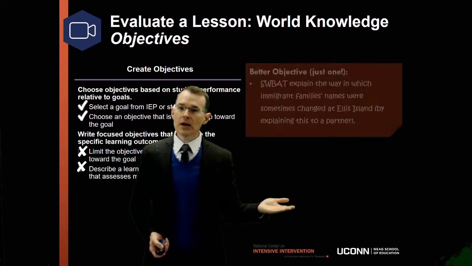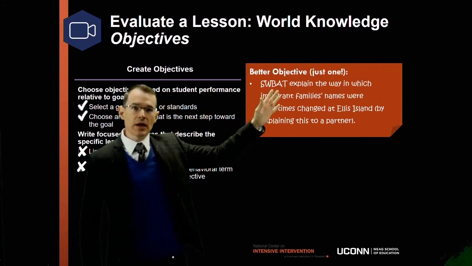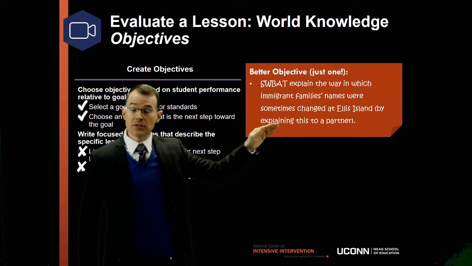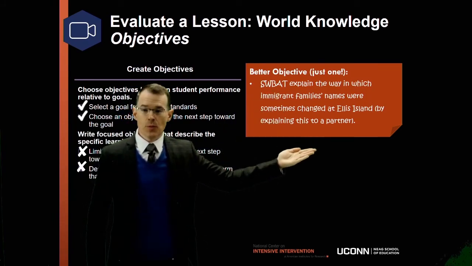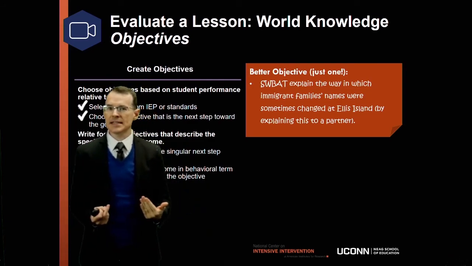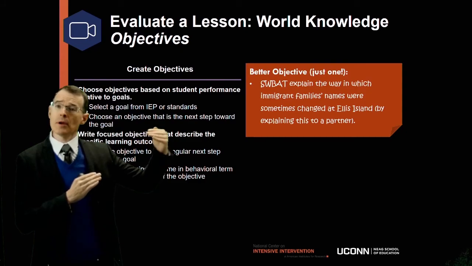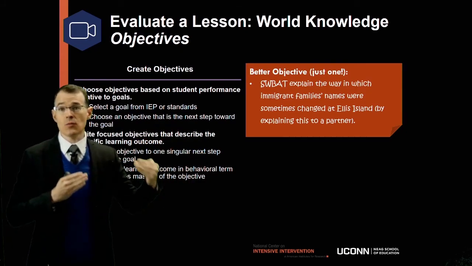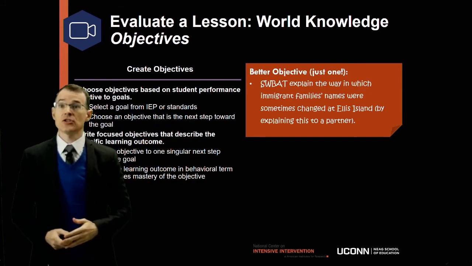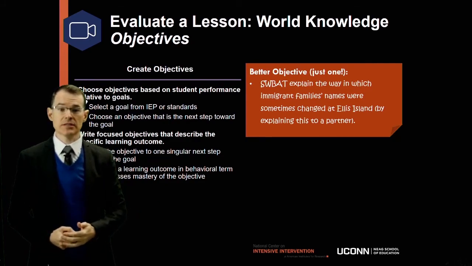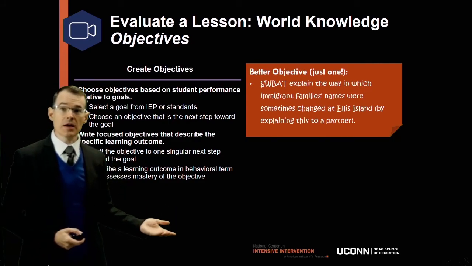So a better objective might be to say that students will explain the way in which immigrant families' names were sometimes changed at Ellis Island by explaining this to a partner, which is in some ways what they did. But I think that if I'd had a clear objective, I would have probably taken one more step and had students practice that once more independently, to show me that they had actually mastered the objective. Okay, so that's my view of those things.